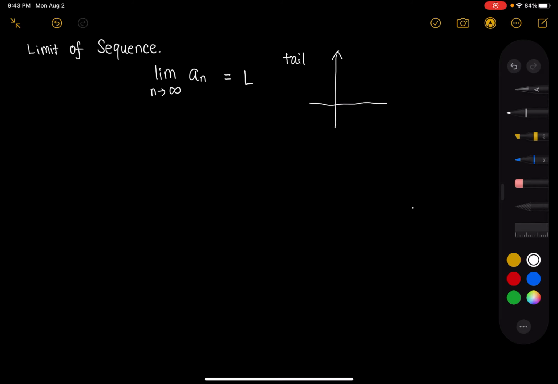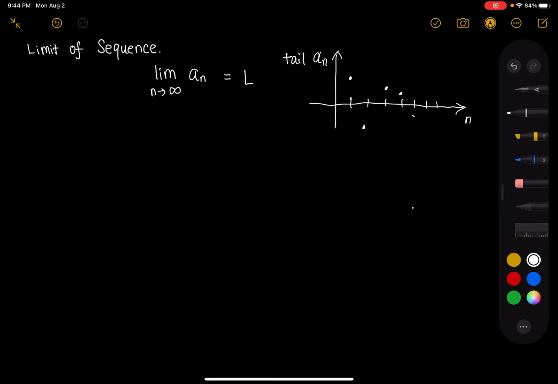This is the a_n and n axis. So n can begin with 1, 2, 3, 4, 5, 6, 7, and so on. And a_1 can be up here, a_2 can be down here, a_3 can be up here, a_4 can be up here, and then a_5 can be down here.